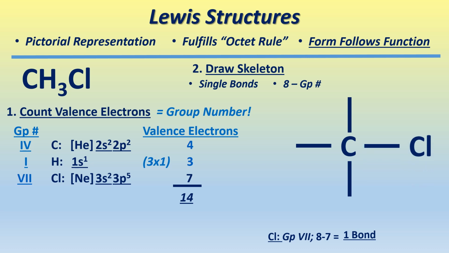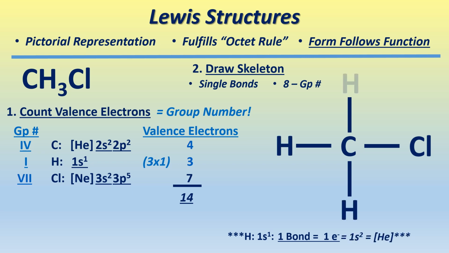Finally, as we'll go in with more detail later, hydrogen's octet is actually to try to get to helium, because 1s2 gives you 1 bond for hydrogen, gets you to the noble gas helium. So, as a skeleton, I have carbon with its 4 bonds, 1 bond each to hydrogen and chlorine.